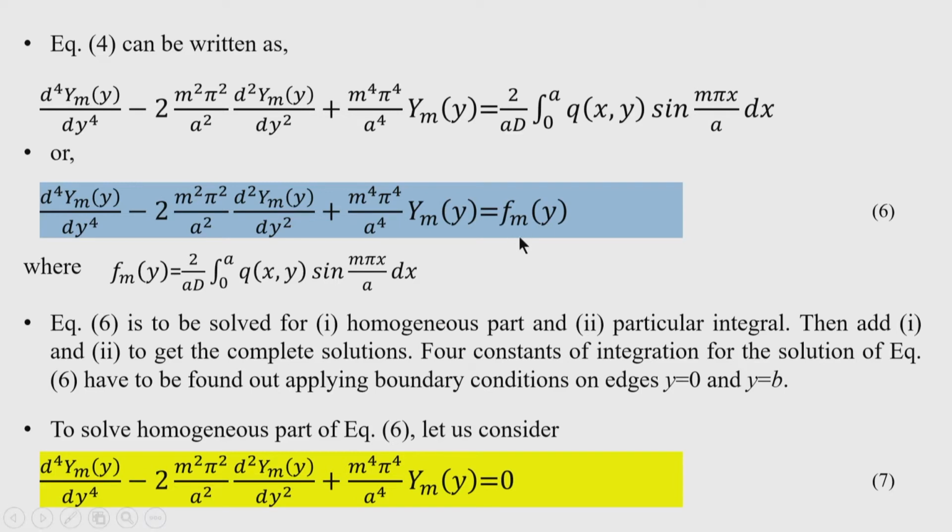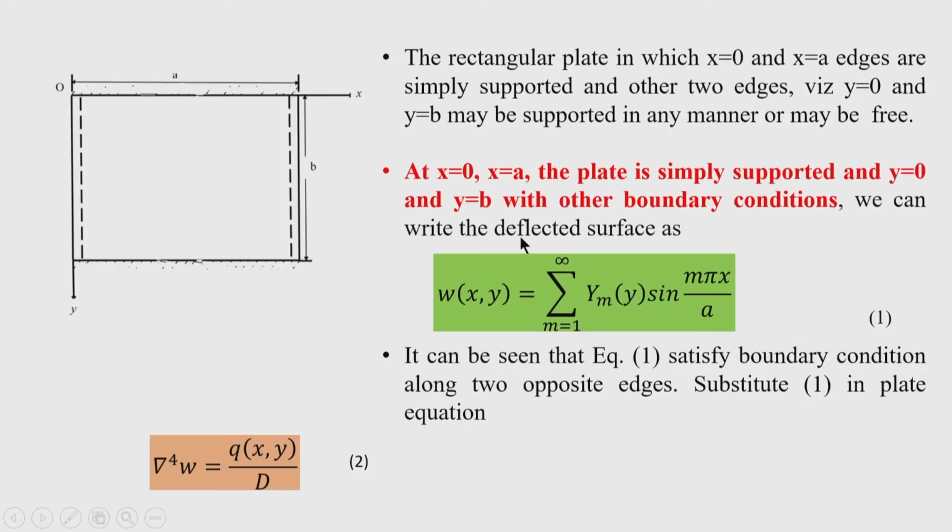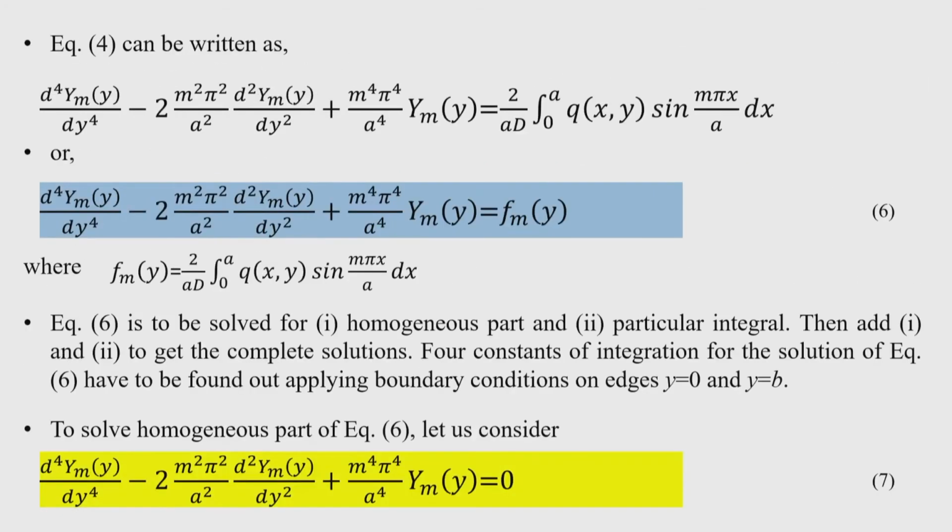Because at this moment we only know the function sin(m pi x by a), but the function Y_m(y) is still unknown. So, let us see how we can solve it. This function of y, as I have explained, is integrated with respect to x and the limit is substituted, and then you will get a function where the x variable does not appear.